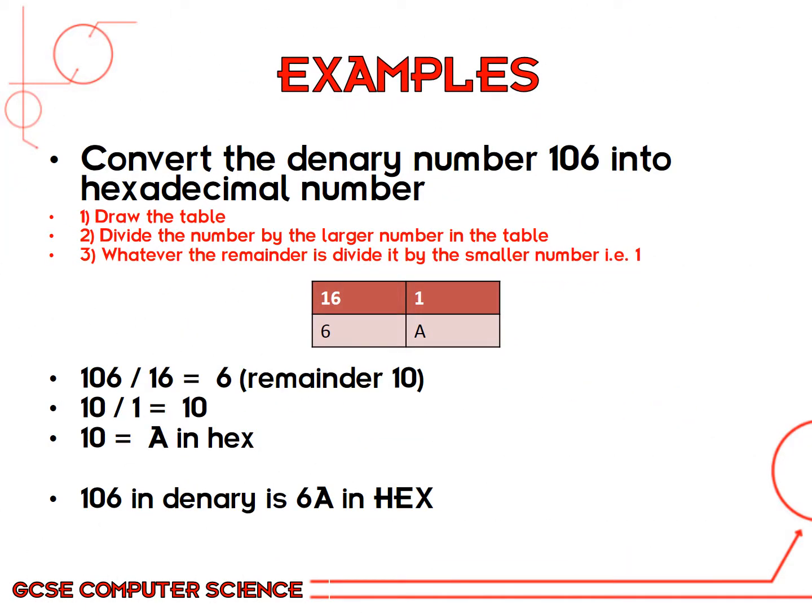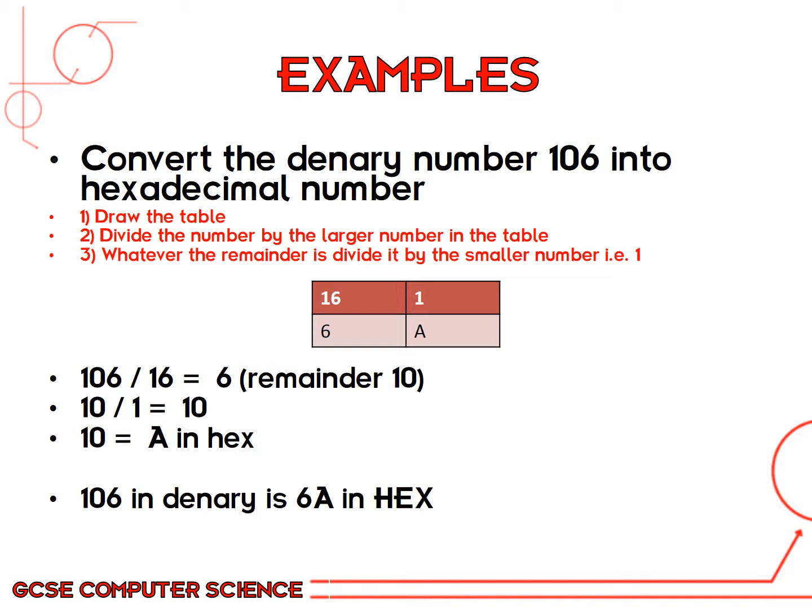Everything is easier with examples, isn't it? So let's just look at an example here. So 106 is our denary number. We want to convert it into hexadecimal. So we draw the same table as before, 16 and 1. This time we divide 106, which is our number, by 16. And this is the key. You need to count how many times 16 goes into it.